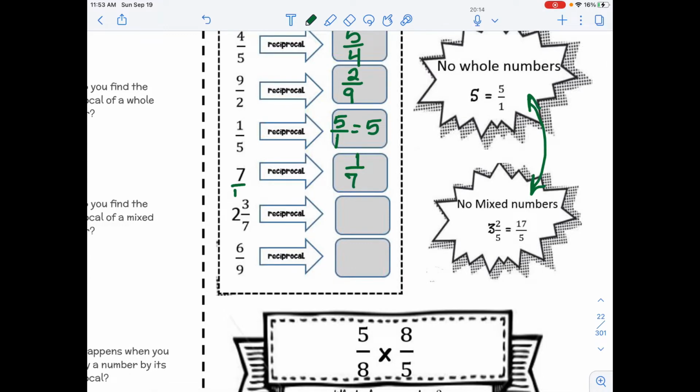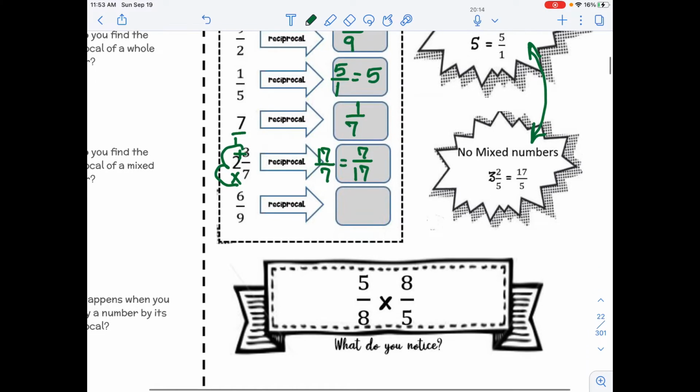Okay, now the next one, we have a mixed number. Remember, no mixed numbers. So I'm going to have to change it to an improper fraction before I do the reciprocal. So we are going to do our Texas popcorn. 2 times 7 is 14. 14 plus 3 is 17. Remember, the denominator stays the same. So I'm going to write out here 17/7. And then the reciprocal of that is 7/17. Good job, Richland Rams.